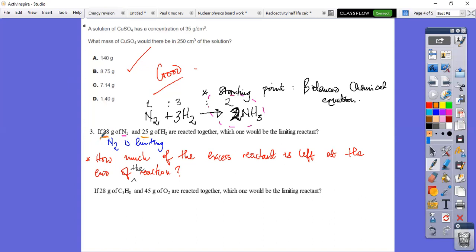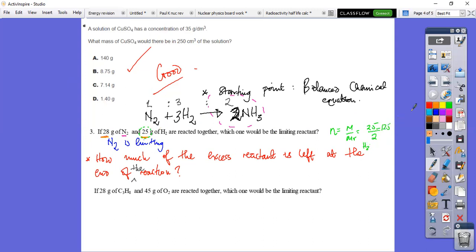Hydrogen. Okay, that's fine. So what we're going to say is we're going to work out how many moles of hydrogen 25 grams actually represents. So to find the number of moles, it's mass over molar mass. The mass is 25. The molar mass of hydrogen is 2 because it's H2 and each one is 1. So we get 12.5. Very good.